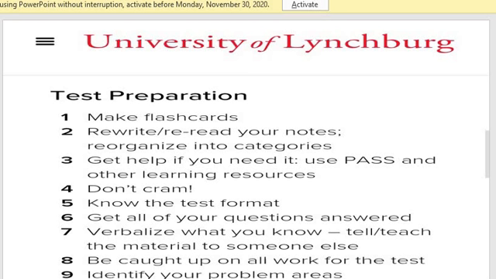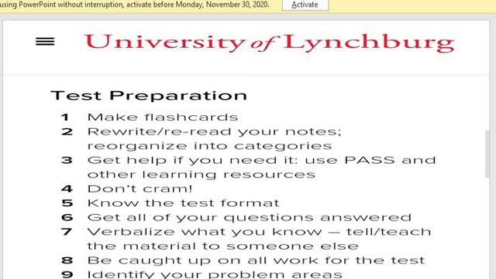get these points. Next is know the test format. That is very important. You need to know what is the format of the test. Maybe there are different kinds of tests, maybe MCQ tests and lengthy tests and study tests, so you have to know what is the format of the test.